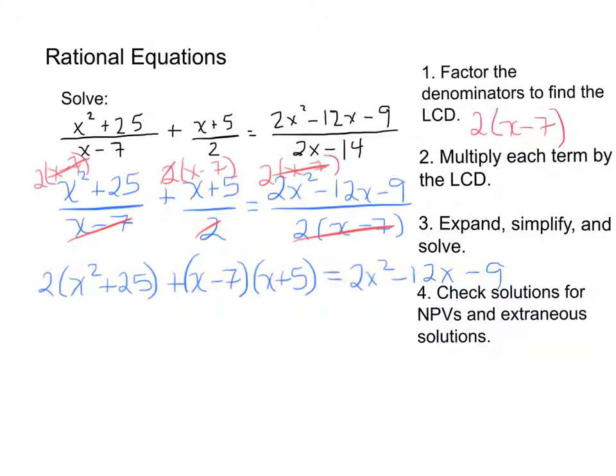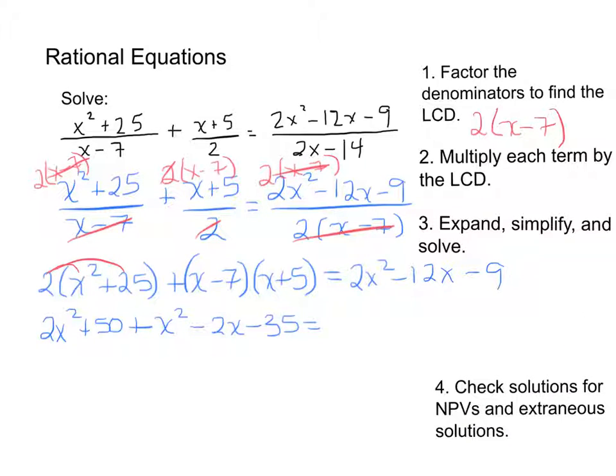So now the third step, expand, simplify, and solve. This will become 2x squared plus 50 plus x squared minus 2x minus 35. So what I'm doing is expanding, right? 2 times x squared, 2 times 25, and then we go x times x, x times 5, negative 7 times x, and negative 7 times 5. Equals 2x squared minus 12x minus 9.